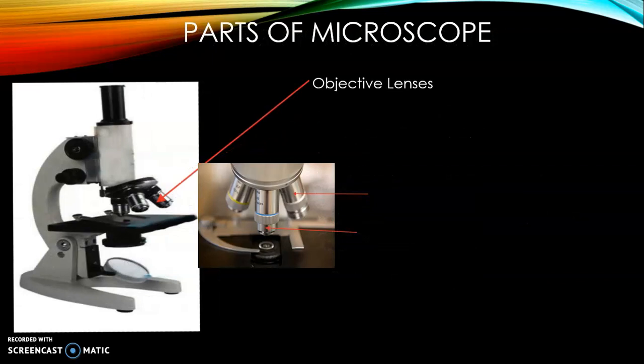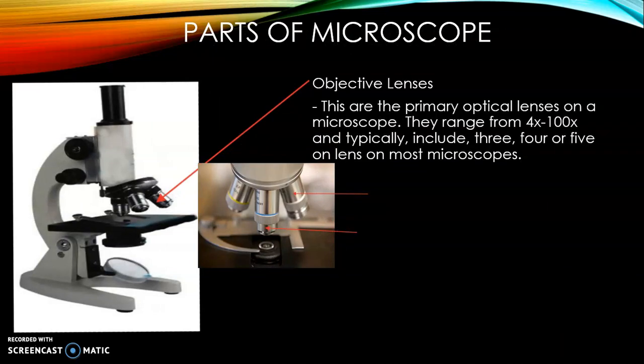These are the objective lenses. These are the primary optical lenses on a microscope. They range from 4 times to 100 times and typically include 3, 4, or 5 lenses on most microscopes. The objective lenses have different parts.